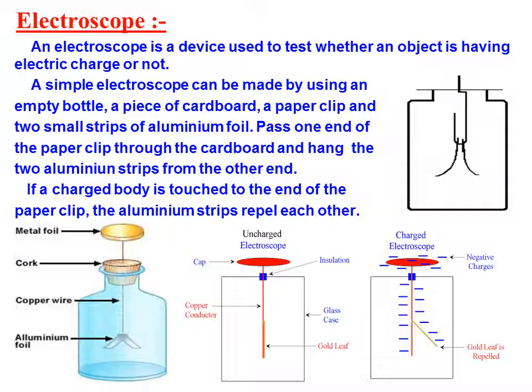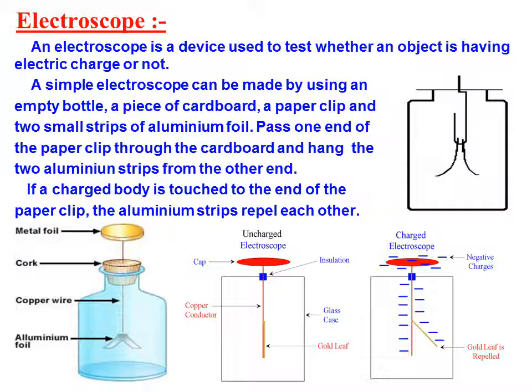Then hang the two aluminum foil strips so that they touch each other at their ends. If a charged body is touched to the end of the paper clip, the aluminum strips repel each other. That means they move apart. If they repel, then we can say that yes, the body is charged. But if it doesn't show anything, then we can conclude that the object is not charged.